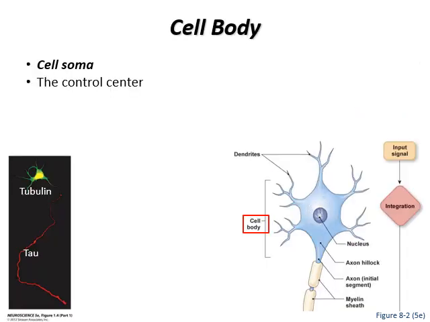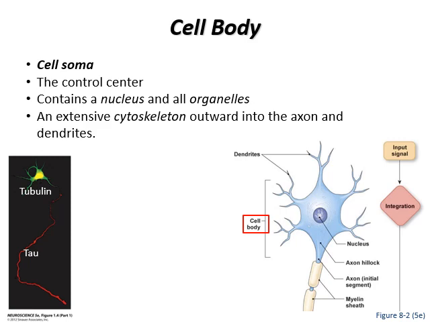So the cell body is kind of the control center. That's where we get integration. It houses all the organelles that common cells have, and it has the nucleus for making the proteins. So it's receiving, it has all the organelles, and it also does integration. Chiefly the integration happens where the axon and the cell body meet, at the axon hillock.